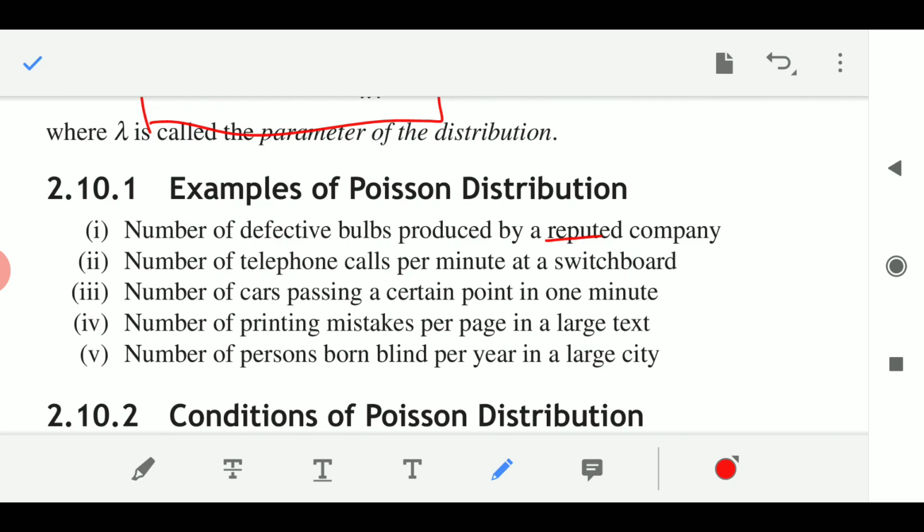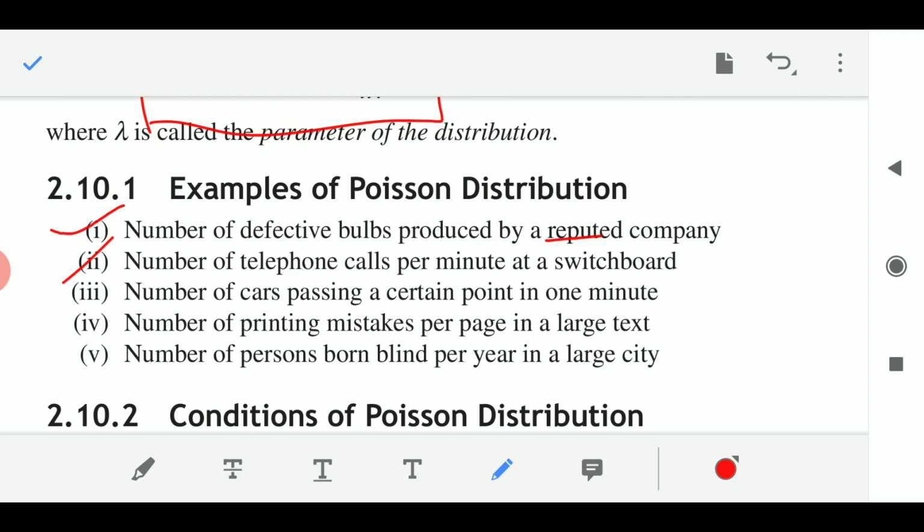Okay, so this example comes under the Poisson distribution, because the number of produced bulbs is large and the number of defective bulbs is very small as compared to that. Second thing is the number of telephone calls per minute at a switchboard. Yeah, it is also going to be very small.